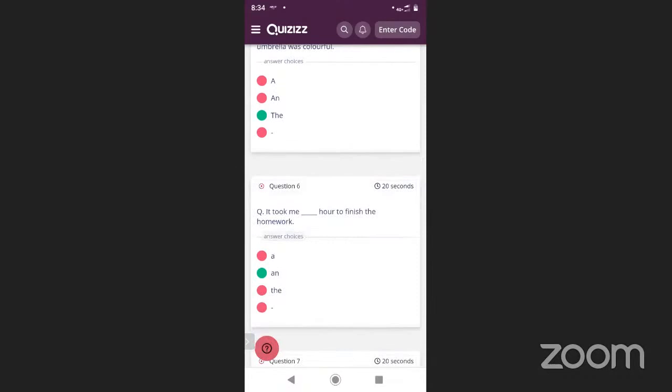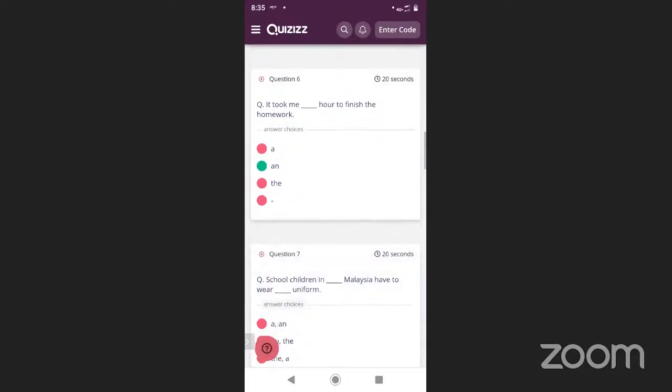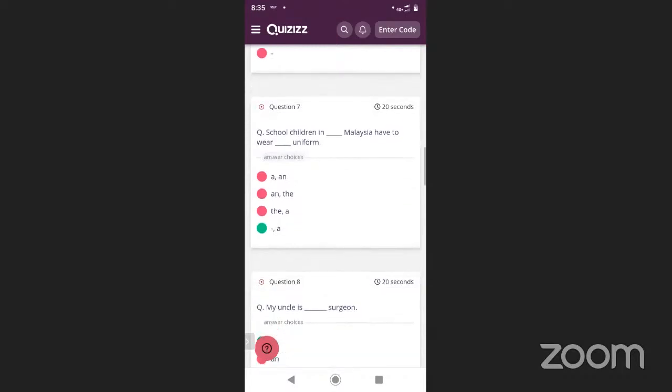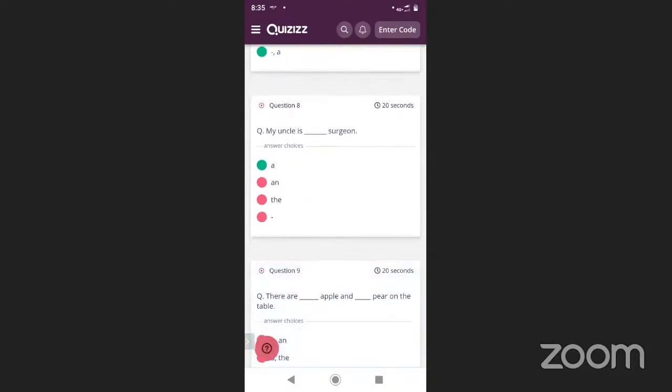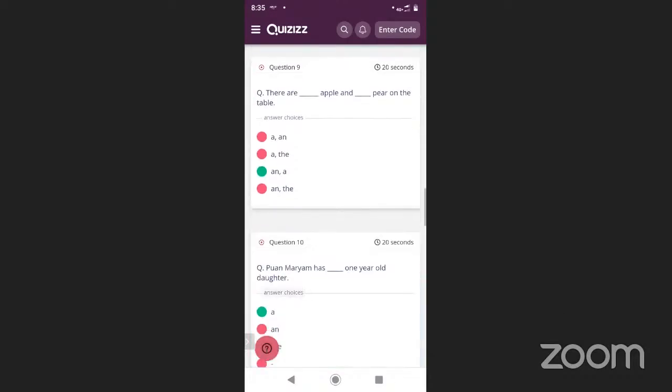It took me an hour to finish the homework. Here H is silent, so we are using "an" hour. School children in dash Malaysia have to wear a uniform. Now here comes "the" or "a". My uncle is dash surgeon. A surgeon. My uncle is a surgeon. There are an apple and a pear on the table. The third one is the right answer.